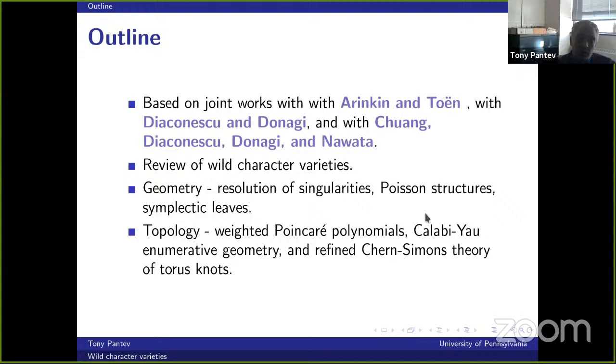And then I'll switch to discussing their topology and discuss conjectures about their Euler characteristics and the weight polynomials, as well as a physics strategy for actually proving those conjectures by converting the question to a question about counting BPS states on Calabi-Yau manifolds, or some gauge theoretic calculations, or computing refined torus knot invariants by using Chern-Simons theory. And so that's the plan.